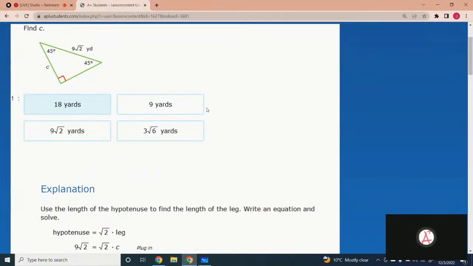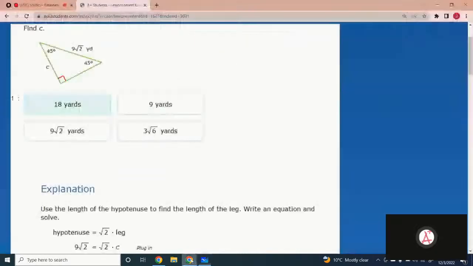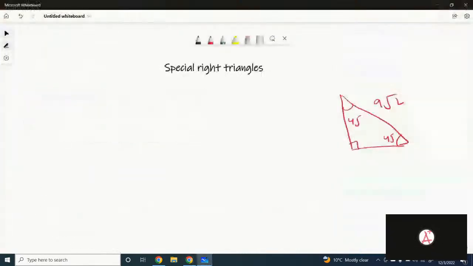Let's start with the first one. See, you are given a triangle. Two of the angles of the triangle are 45 degrees and one is 90 degrees. So that is the special triangle where one of the angles is 90 and two of them are 45 degrees. Got it? So let me just draw the triangle on the board and then we'll do the example. It is 45, it is 45, it is 90, and we are given 9 square root 2, and we have to find the side length, that is C.